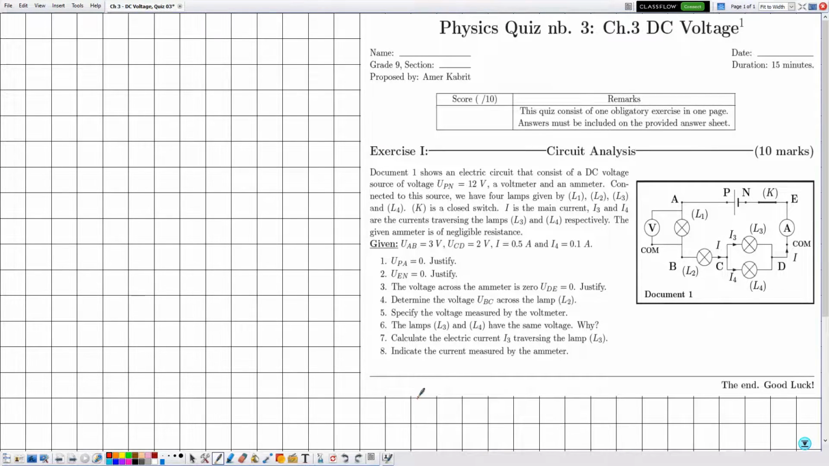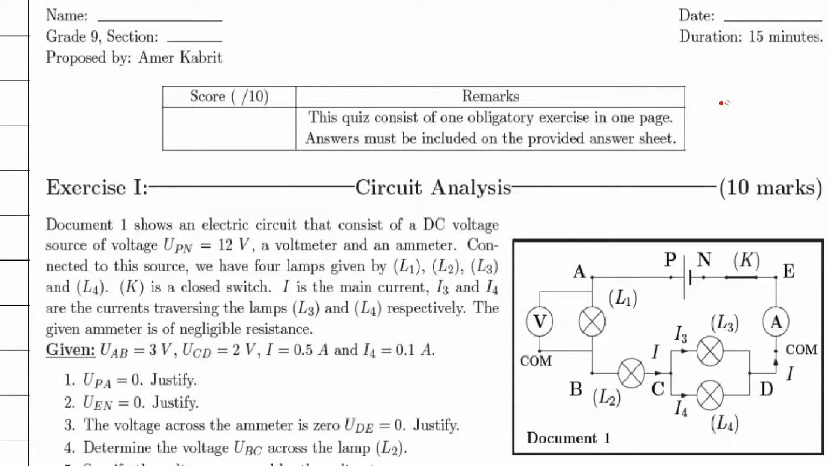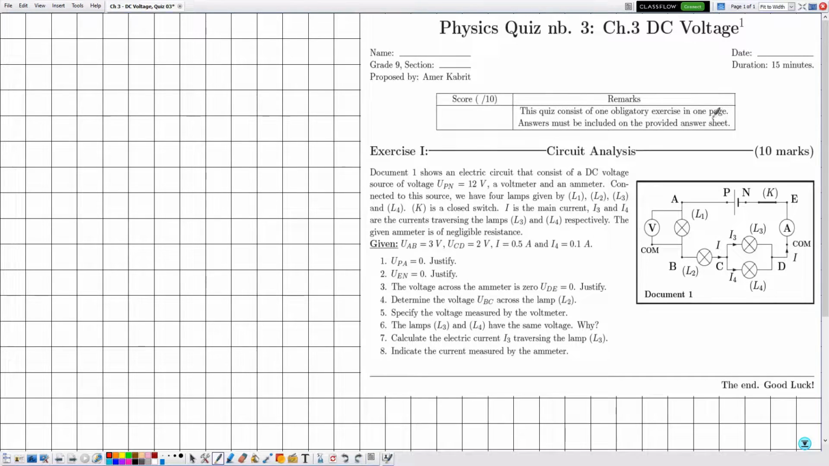In this one we are going to solve quiz number 3 of chapter 3, which is the chapter of DC voltage. Here the remarks are given: this quiz consists of one obligatory exercise in one page. Answers must be included on the provided answer sheet. So this is it, exercise number 1. The title of this exercise is circuit analysis.